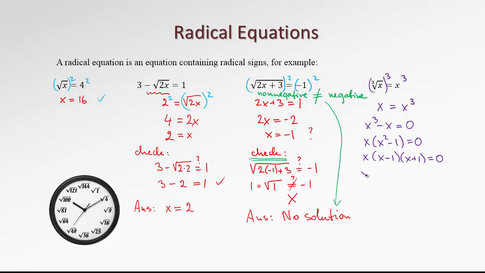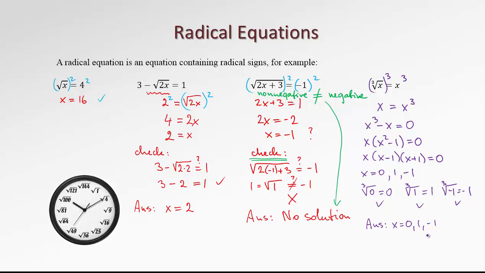Therefore, the possible roots are x equals 0, from this bracket is 1, or from that bracket is negative 1. We have three possible roots. It's easy to check that all of those numbers work, because cubic root of 0 is 0, that checks. Cubic root of 1 is 1, that also checks. And cubic root of negative 1 is also negative 1, which means all three roots check. Therefore, the final answer is x equals 0, 1, and negative 1.